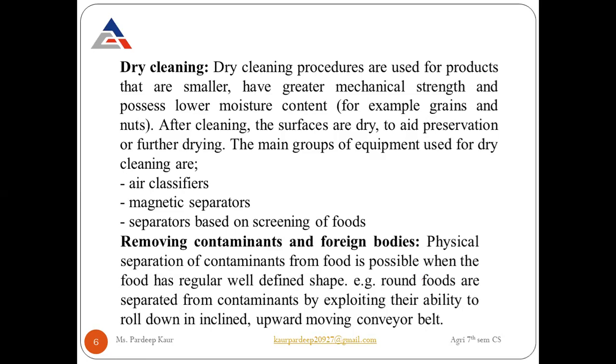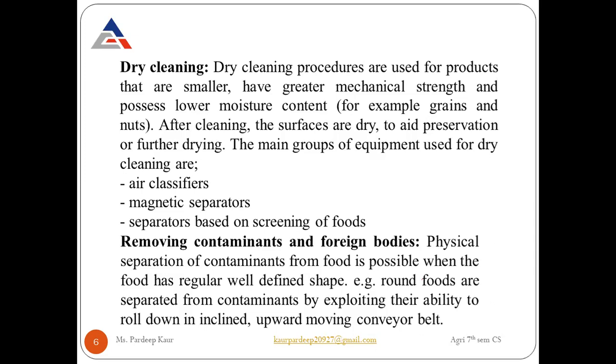So when we pour different fruits and vegetables in that machine, they go through that conveyor belt, and that conveyor belt rolls down the food products upward and downward. So in this way, their soil, their contaminant material, and the soil attached on the root crops are separated easily. For this purpose, the food or the product should have a well defined, regular shape.